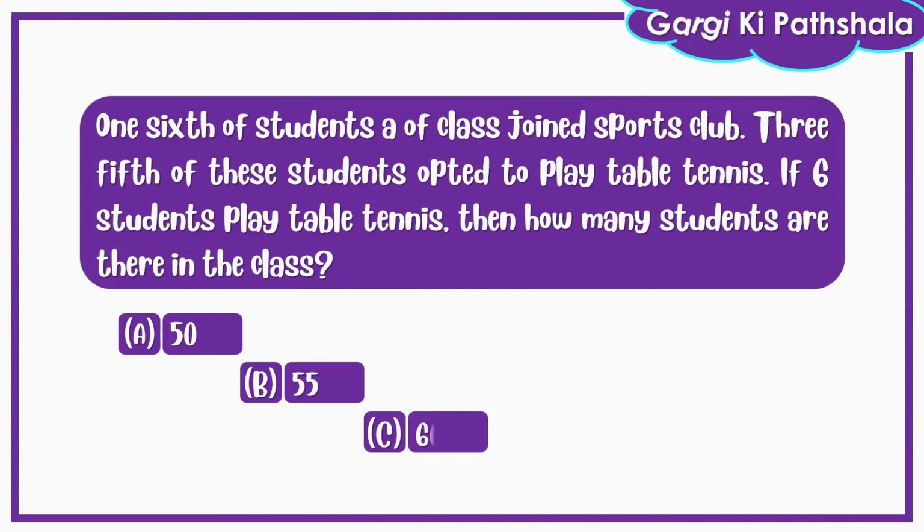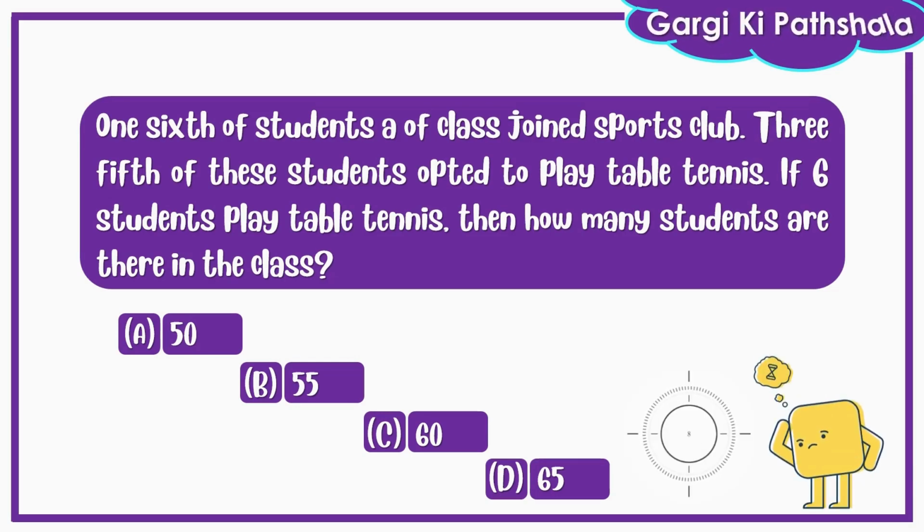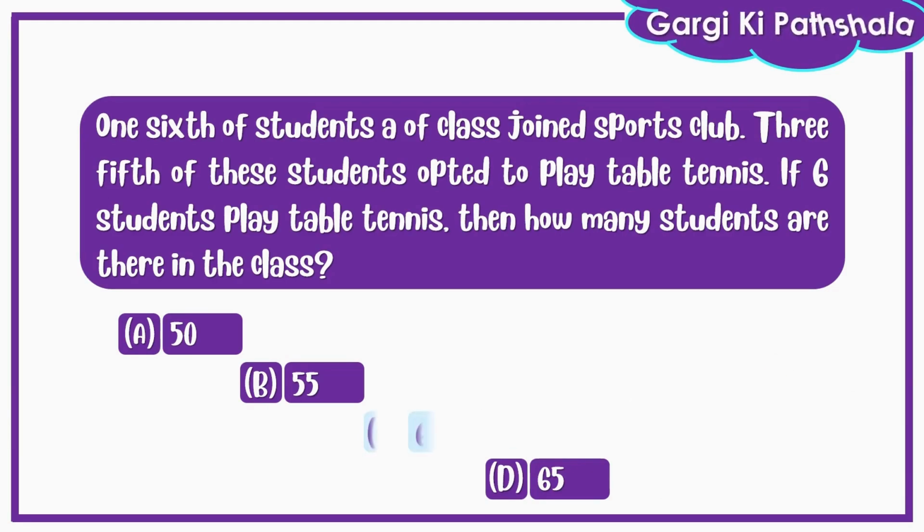One-sixth of the students of a class joined the sports club. 3/5 of these students opted to play table tennis. If 6 students play table tennis, then how many students are there in the class? A. 50, B. 55, C. 60, D. 65. The correct answer is C. 60.